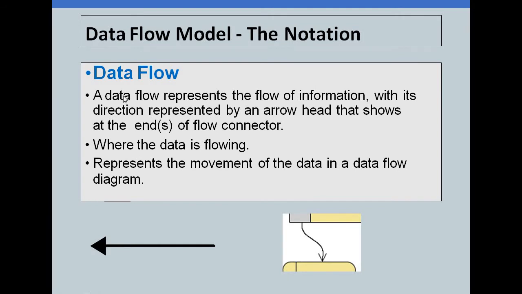Now next is the data flow. The data flow represents the flow of information, with its direction represented by an arrowhead at the end of the flow connector, showing where the data is flowing. It represents the movement of data in a data flow diagram. It shows an arrowhead, and how we will use it in a DFD diagram you can see in this picture also.